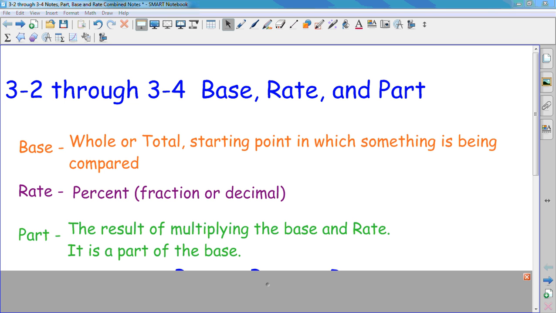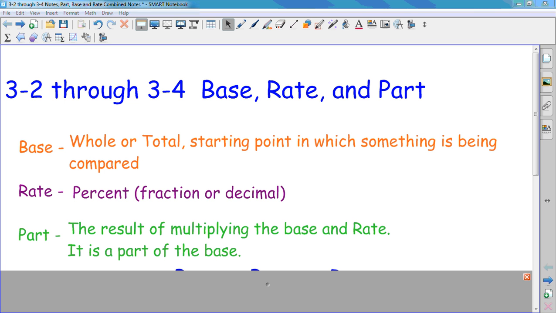For example, if you have $10, 50% of $10, half of $10, and 0.5 of $10 are all the same thing. They're all $5. You can use fractions, decimals, and percents. Very interchangeable. Okay, part: the result of multiplying the base and the rate. It is the fractional part of it.